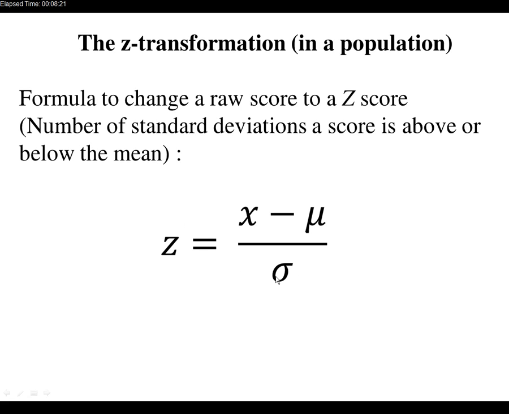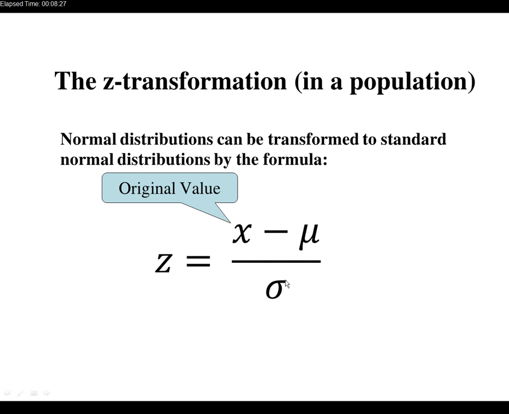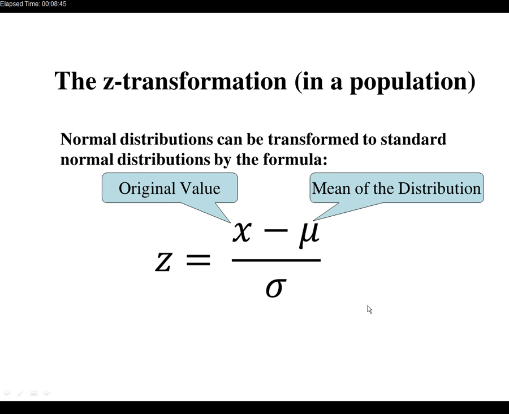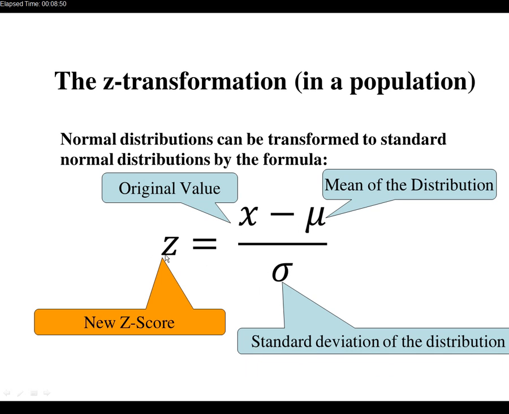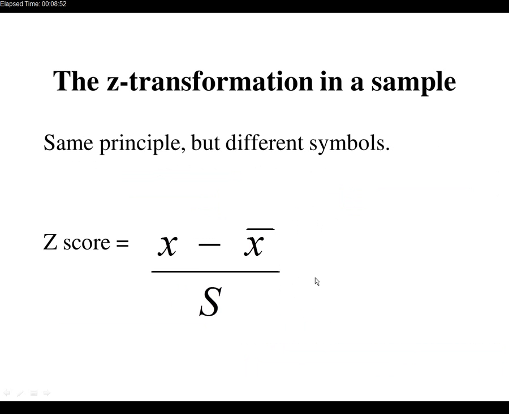You got to know the mean and you got to know the standard deviation. Do you know how to get the mean? Yep. Do you know how to get the standard deviation? You sure do. The z transformation in a population: normal distributions can be transformed to standard normal distributions by the formula z equals x minus the mean, divided by the standard deviation. All right, so here's the original value, here's the mean of the distribution, here's the standard deviation of the distribution, and that gives you the z-score.